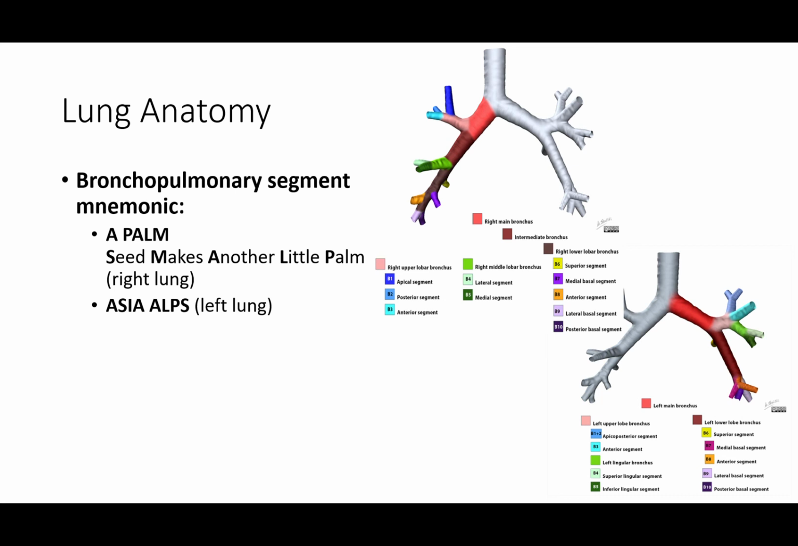So when you're looking at these segments, I think it's easy to maybe have a mnemonic for it. Sometimes it can be helpful with mnemonics, and sometimes maybe you just remember it. But in order to remember the bronchopulmonary segments, there's the mnemonic: a palm seed makes another little palm. So that's for your right lung. And then Asia Alps for your left lung. I don't know, this one was something I found. If it works for you, it works for you. Otherwise, it can be difficult to remember.